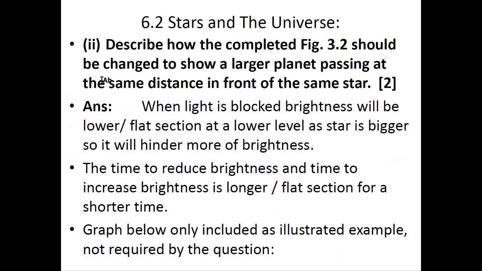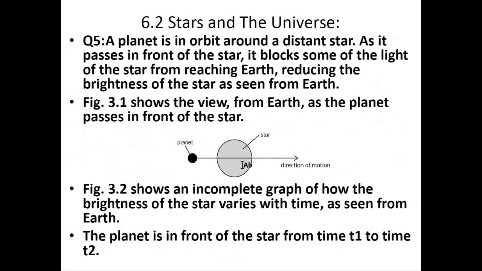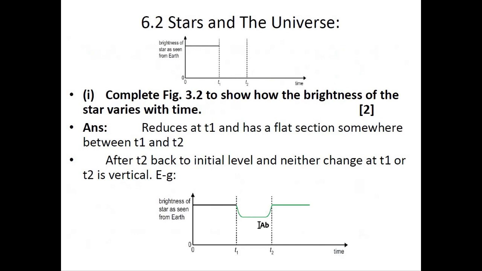Describe how the completed figure 3.2 would be changed to show a larger planet passing at the same distance in front of the same star. Well, if a larger planet is moving in front of the star, then that would mean that it would block more of the light coming from the star between time t1 and time t2. Hence the brightness of the star would be lowered to even a reduced level. It would drop down to somewhere over here, and after the star is passed, it would go back to its original position.